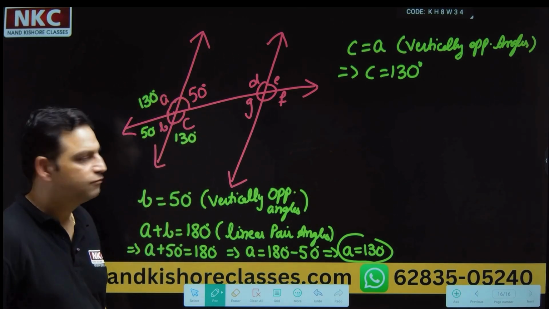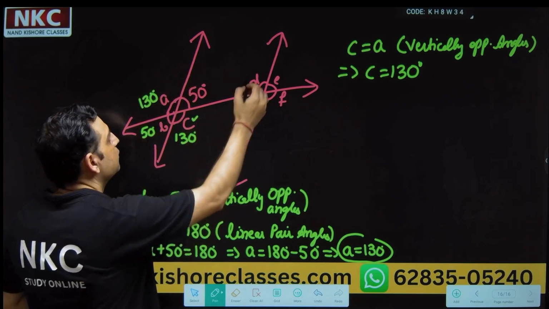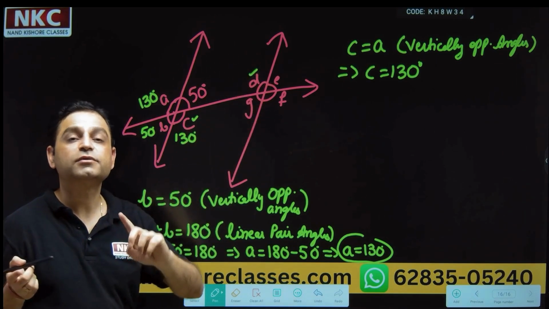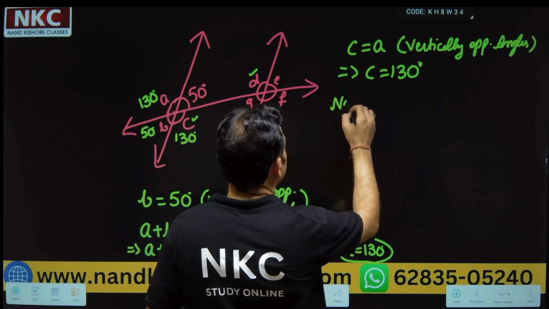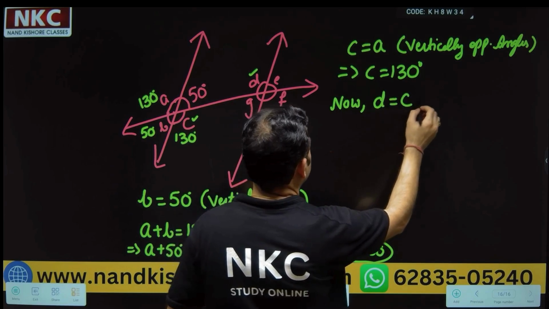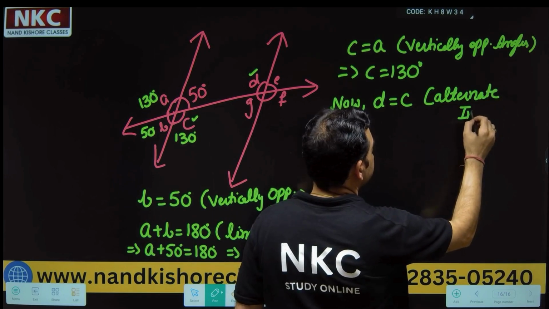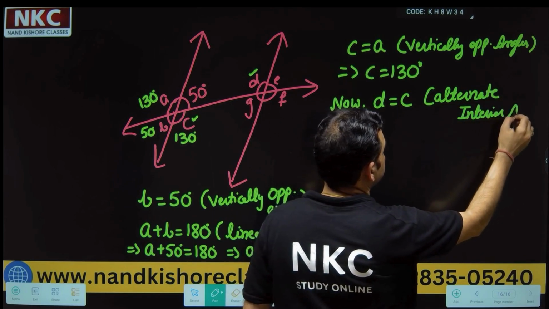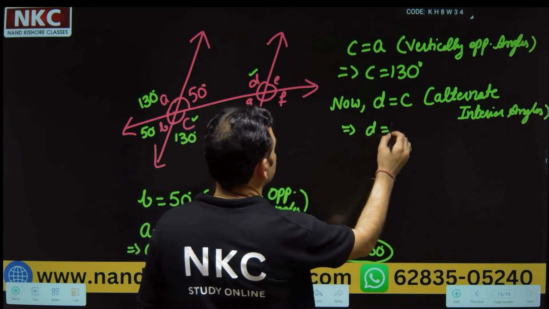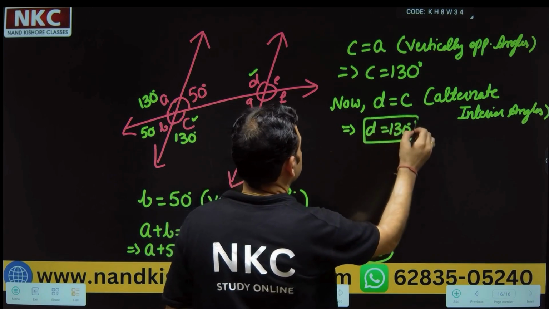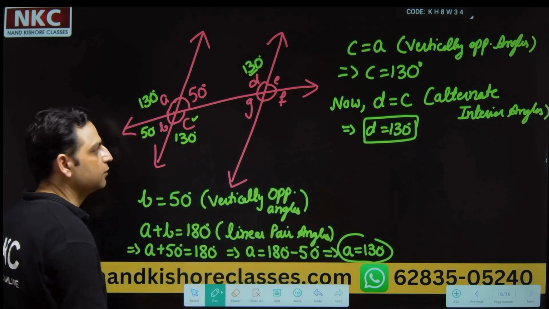Now in other formulae, we have already found relations between like C and D, this C and this D. These two angles are equal because they are alternate interior angles. I'm going to use that. Now D and C are equal, but make sure you are writing the reasons. Alternate interior angles. They are equal, that is why D is also going to be 130 degree. I am mentioning here that D is 130 degree.